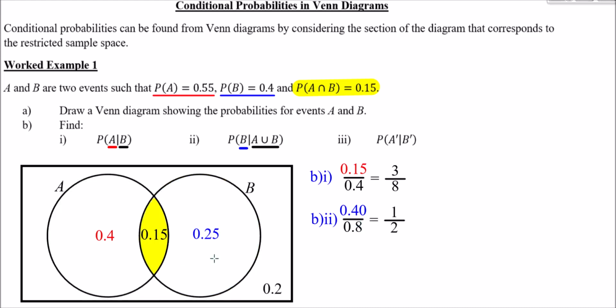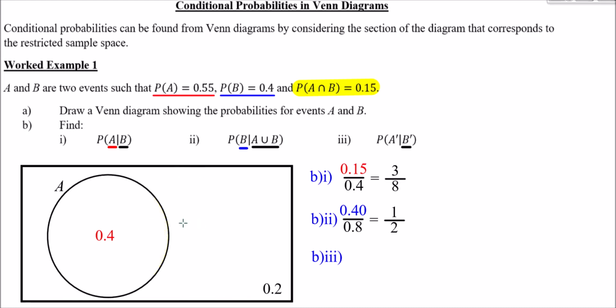Resetting the Venn diagram again, now for question part 3, what's the probability of A dashed given that we're looking in the region which is B dashed? So if we're looking at B dashed, that means we're considering everything apart from circle B. So everything to do with circle B, we're just going to ignore and focus on the rest of this sample space. So anything to do with B, I'm just going to take away now.